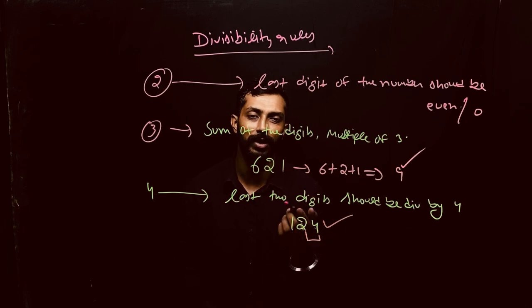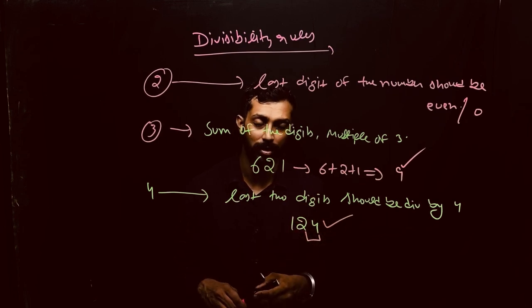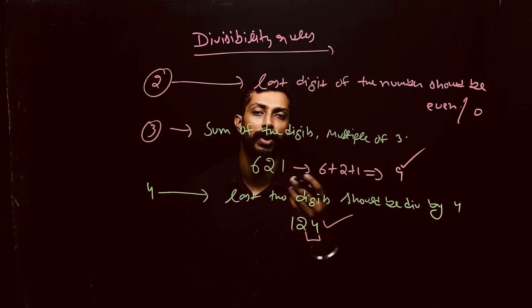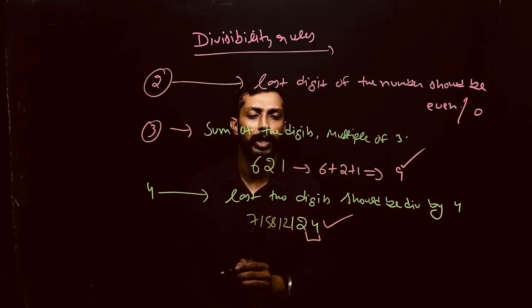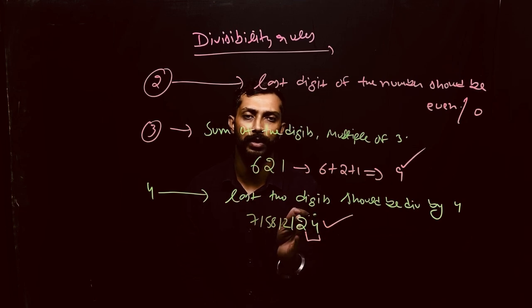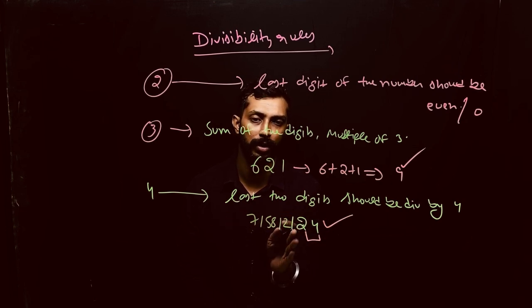Now it can be the case that this is not a 3-digit number. It can be a 5, 6, or 7-digit number. So I can add any number further. Whatever the numbers before 24 are, it will be divisible by 4.